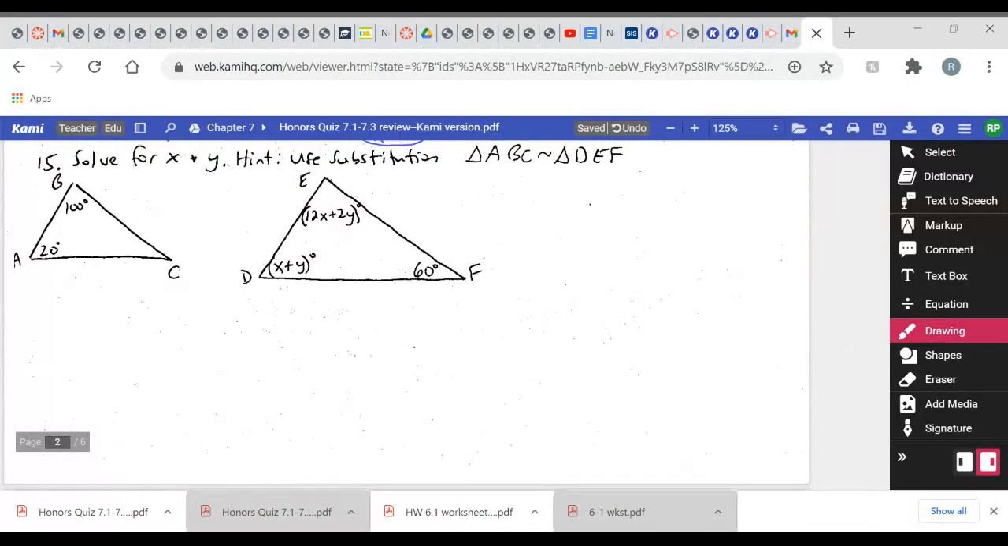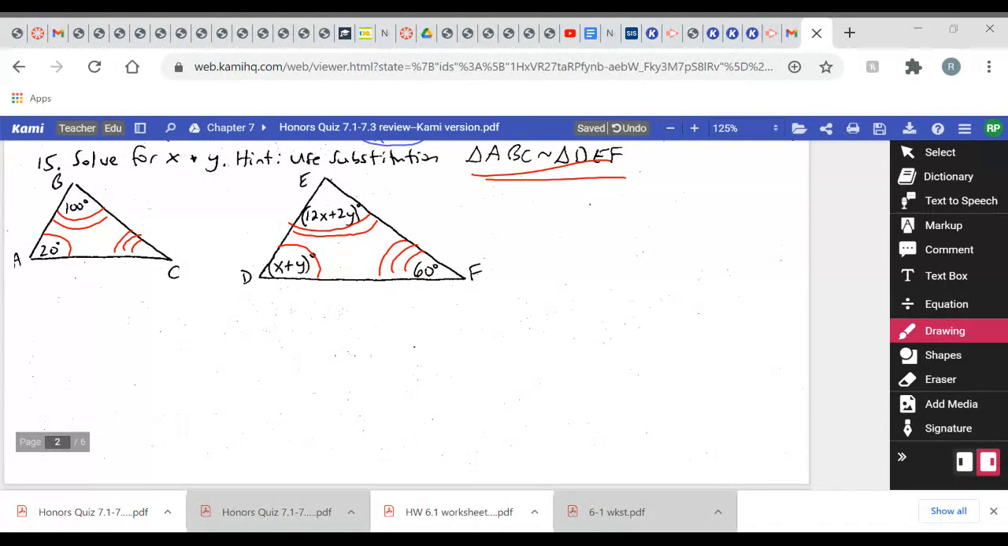All right, we're getting close. Last problem. This one is giving us a hint that substitution may come in handy here. Similar to the last one, the similarity statement is telling me a whole bunch of information in terms of what's similar. So I know angle A is congruent to angle D. I know B is congruent to E. And I know C and F are congruent.